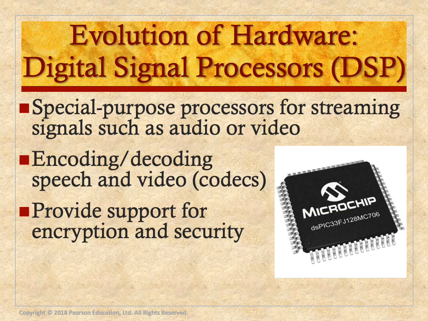Then we have digital signal processors, DSPs. They are used for streaming audio or video signals. Besides that, there also exist special purpose DSPs for encoding and decoding of speech and for encryption of data.